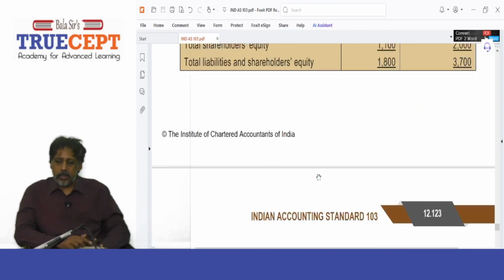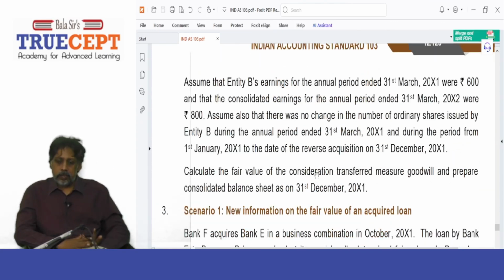Okay, sir. Then assume that entity B's earnings for the annual period ended 31st March 20x1 were 600. The earnings are required only if they ask for earnings per share. Otherwise, not required. Next. And that the consolidated earnings for the annual period ended 31st March 20x2 were 800. And these numbers are not relevant in this example. Next. Assume also that there was no change in the number of ordinary shares issued by entity B. Again, not relevant. Okay. Next.